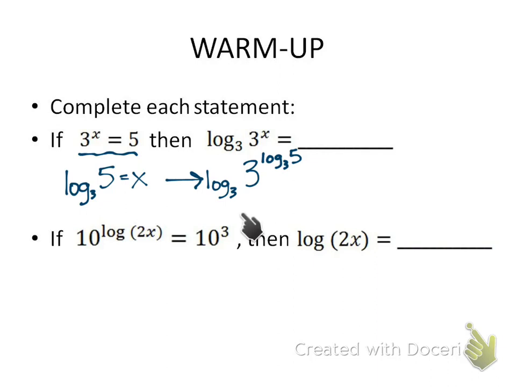And I'm going to use the property that if I have log base 3 of 3 to a power, I can cancel those out. These operations undo each other, leaving me with log base 3 of 5.